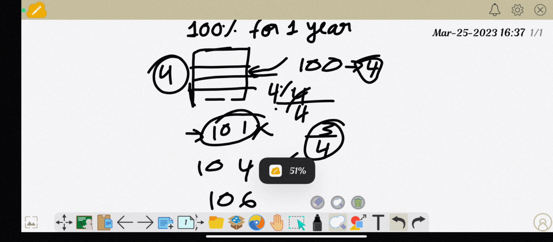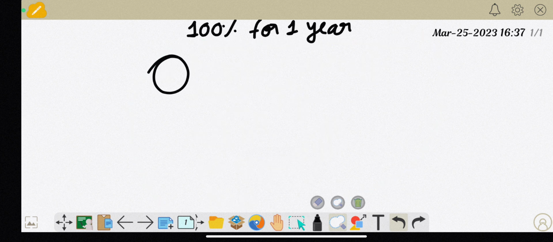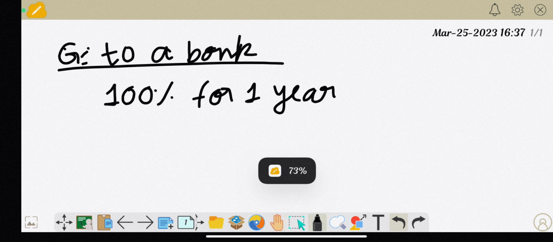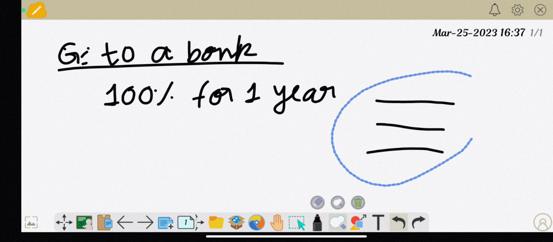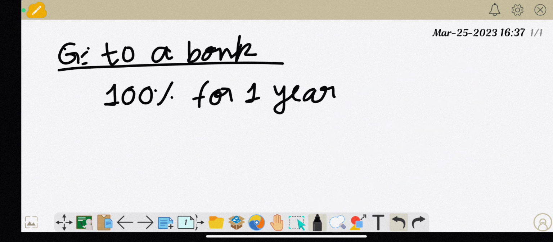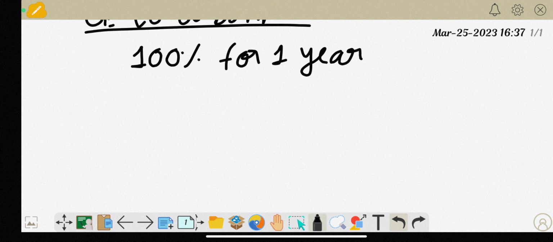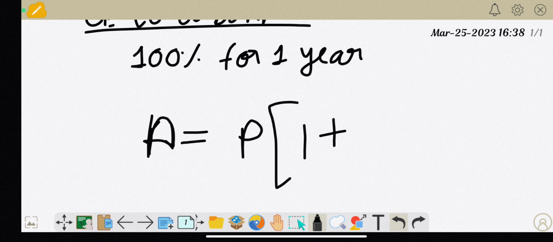Now imagine a hypothetical bank which is giving you 100% interest per year. There is one logic: the more frequently they compound the interest, the more the overall interest at the end of the year will be. This is the compound interest formula, to find out how much interest you will earn: A = P(1 + r/n)^(nt).